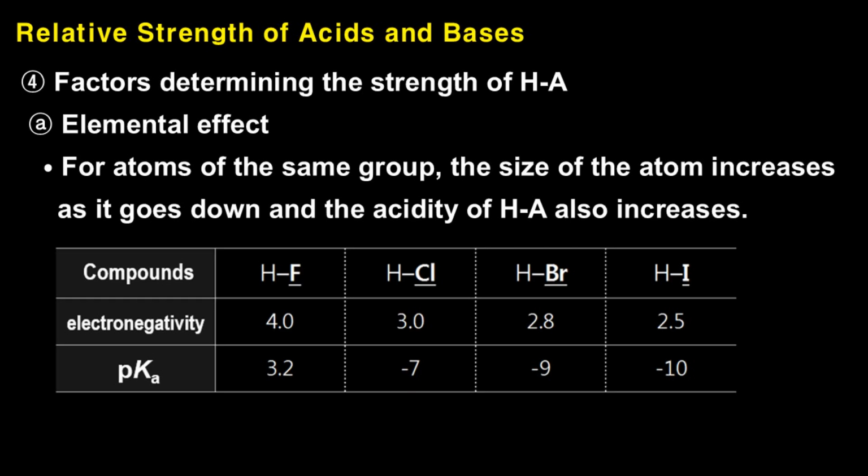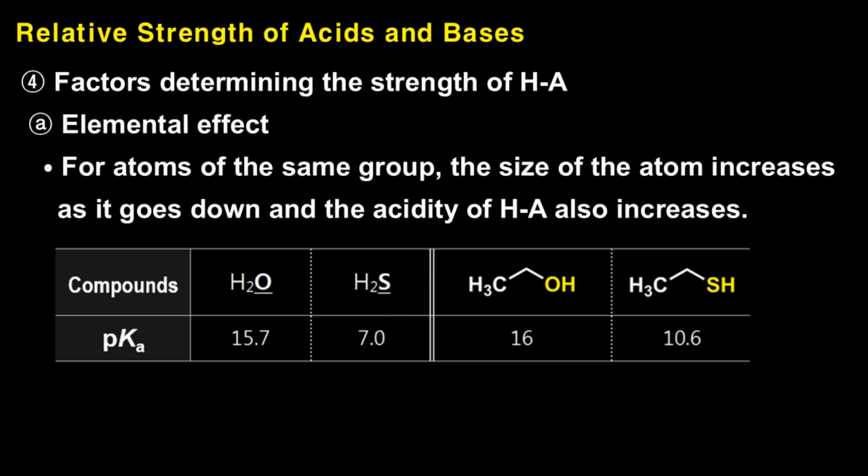Now let's talk about atomic size. As we move down a group, from top to bottom on the periodic table, atoms get bigger, and as atomic size increases, acidity also increases. Why is that? Because larger atoms form weaker HA bonds, and when the bond is weak, it's easier for the hydrogen to break off as a proton. A great example is the trend in hydrogen halides: HF, HCl, HBr, and HI. HF is the weakest acid in this group, and HI is the strongest. That's because iodine is the largest atom here, and the HI bond is much weaker than the HF bond. It breaks more easily, so H+ can dissociate more readily, and that makes HI the strongest acid in the series.